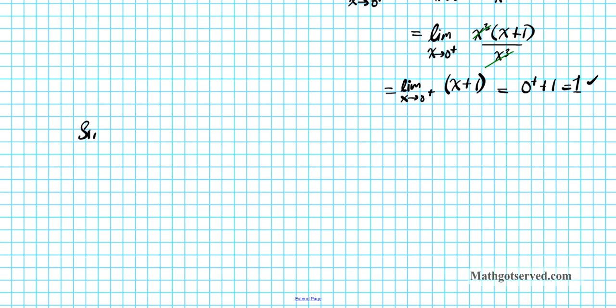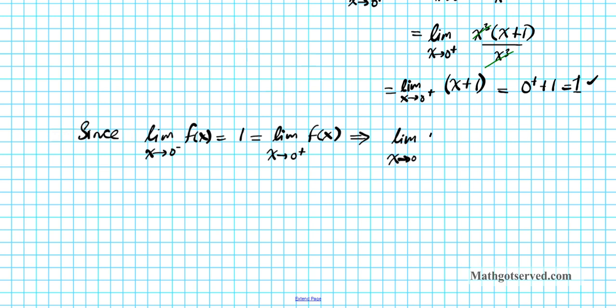the limit does exist. Okay, so since the limit as x approaches 0 from the left of the function is equal to 1, and that is equal to the limit as x approaches 0 from the right of the function, that implies that the limit as x approaches 0 of the function exists. So this function passes test number 2.